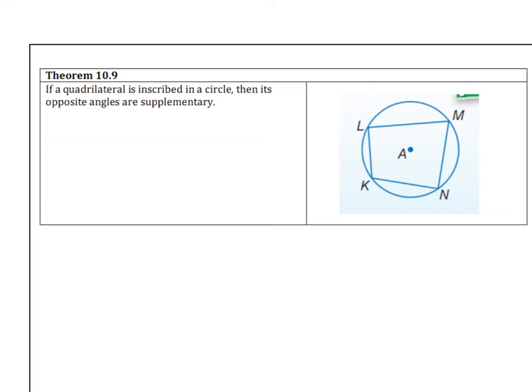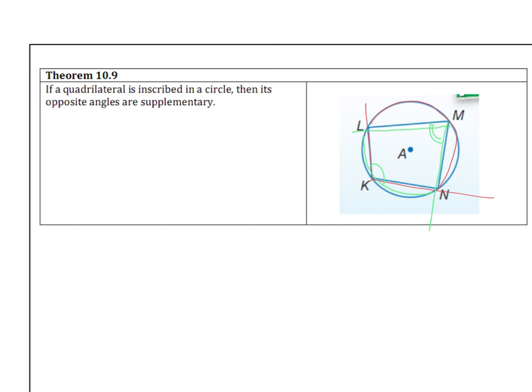If a quadrilateral is inscribed in a circle, then its opposite angles are supplementary. So I want you to think about this angle right here, angle K. Angle K opens up to this part of the circle, and it's going to be half of that. Angle M across from it opens up to the rest of the circle. A whole circle is 360.